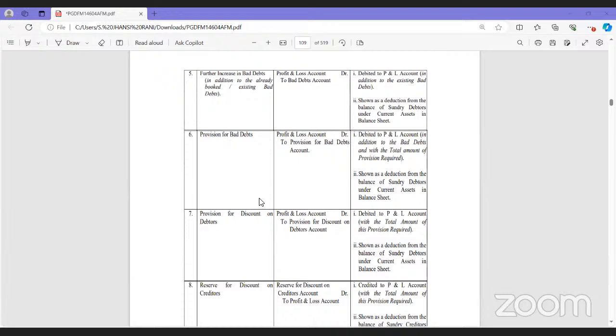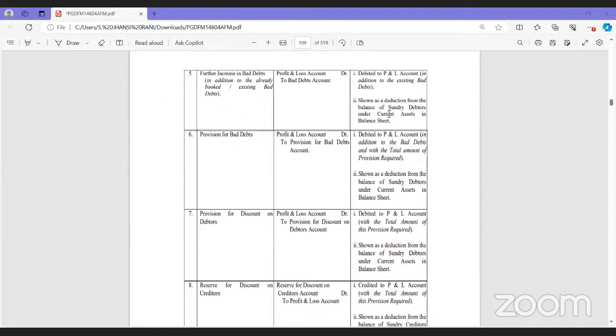Next, bad debts. Further increase in bad debts means there are already some bad debts in our books, and they are giving an extra amount to increase the bad debts. What do we do? We will debit it to the profit and loss account. In addition to the existing bad debts, say already 500 is there, they are asking us to increase it to 1000. So we add it to the respective bad debts. And the other effect, we will deduct it from sundry debtors in the balance sheet.